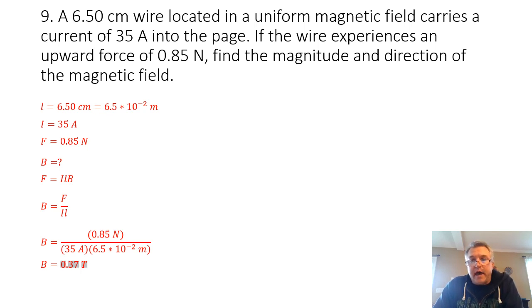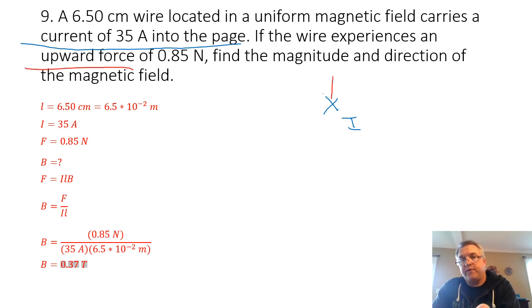All right, let's take a look at the direction of the magnetic field. I am told that it carries a current of 35 amps into the page. So it is going in the negative Z direction, which I represent with the X. I know that the wire experiences an upward force, so my force is going in the positive Y direction. So automatically I know that the current is on the Z axis.